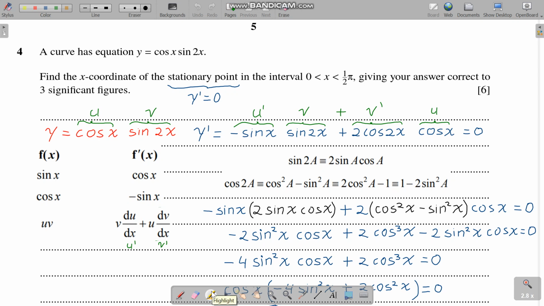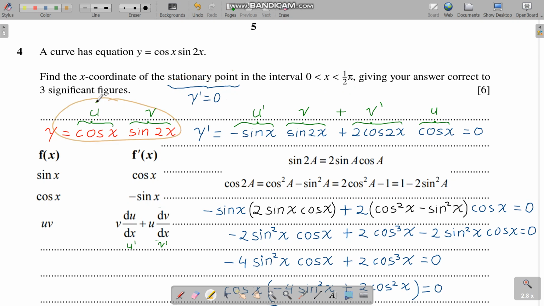We have the curve equation y equals cos x sine 2x. We need to find the x coordinate of the stationary point in the first quadrant in radians, 3SF. Stationary point means y prime equals 0, so we need to find y prime.